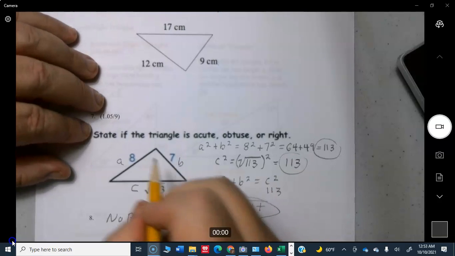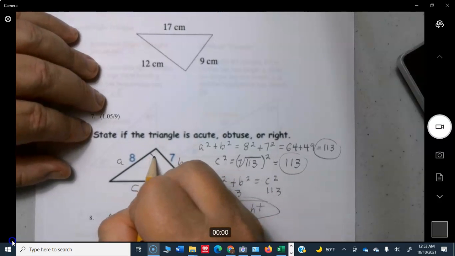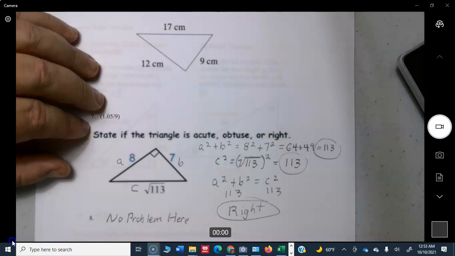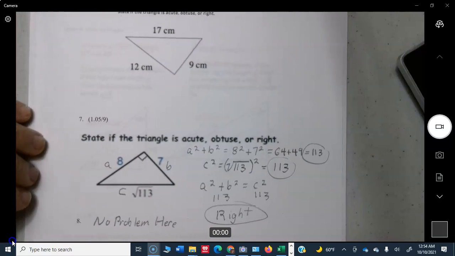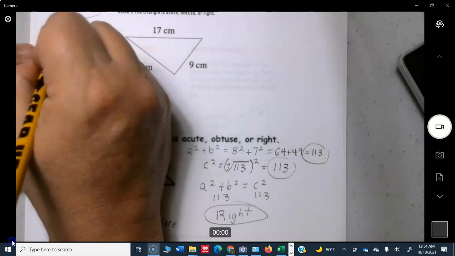Okay, so that is a 90-degree angle. We could even draw it like that. Put that little square there, it's 90 degrees. Okay, we're going to keep going. You do number 7, so this is a U problem.